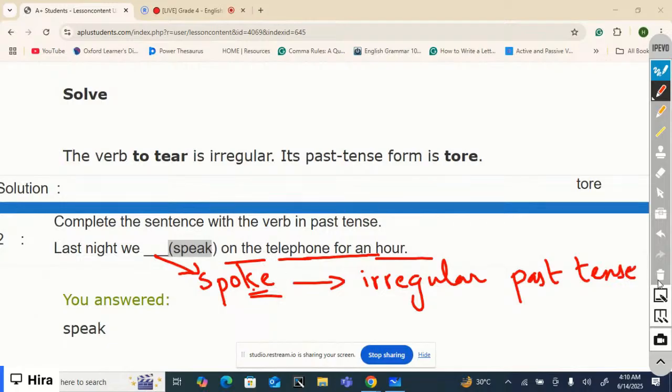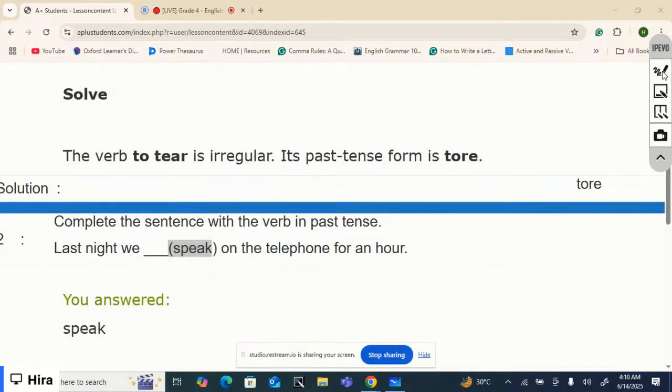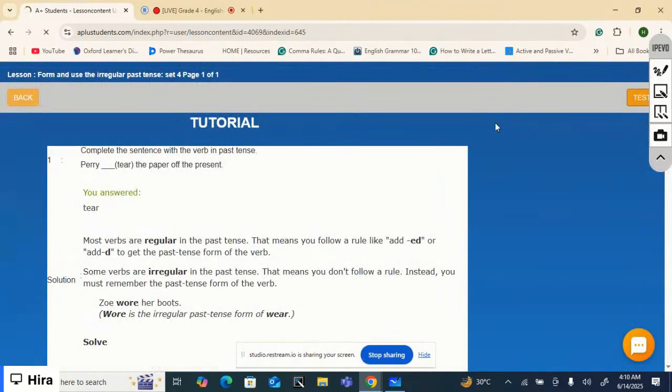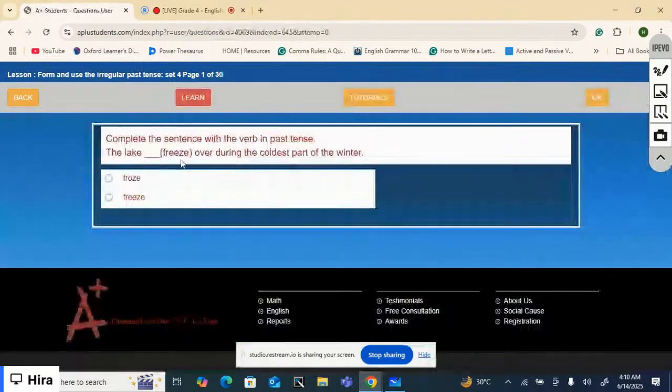So let's begin the test and see how many of you can answer questions in the test. Okay, so complete the sentence with the verb in past tense. The lake blank over during the coldest part of the winter, and the verb is freeze. What is the past tense? Irregular past tense of freeze. Froze or freeze? Any guesses?